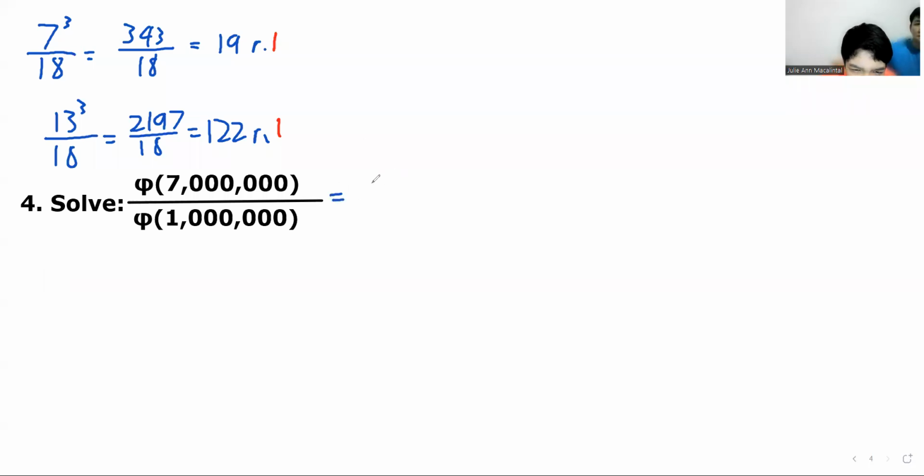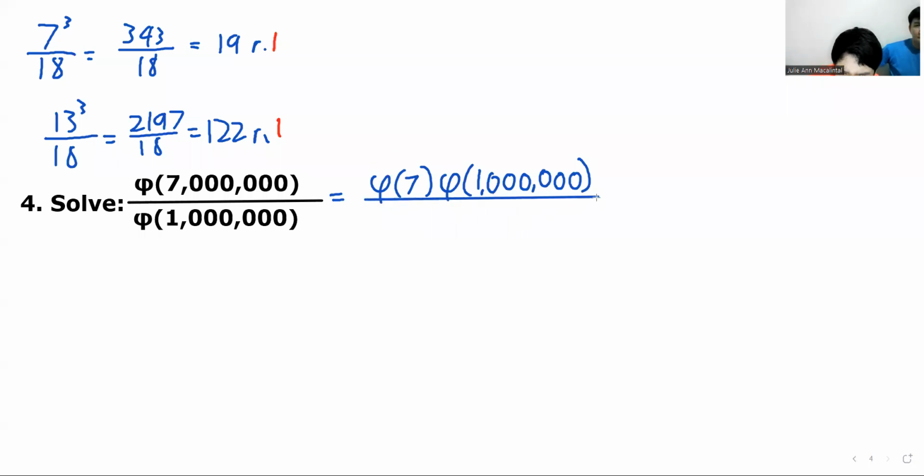It's also multiplicative. So 7 million is of course 7 times 1 million. So this is equivalent to the totient of 7 times the totient of 1 million, by the multiplicative property of the totient. It also is multiplicative because of its formula. Actually, most of its formulas are multiplicative.